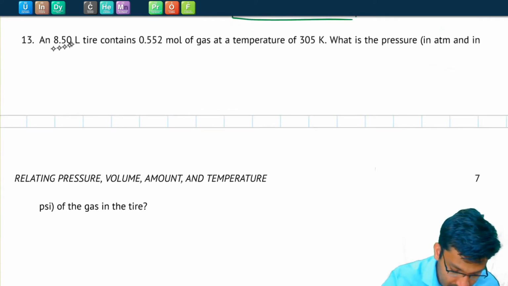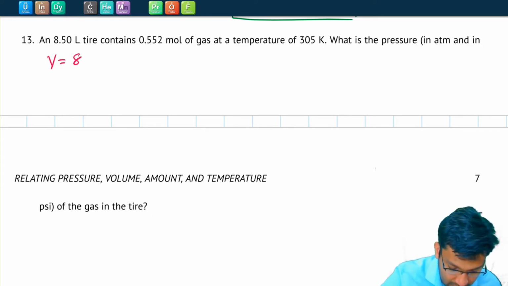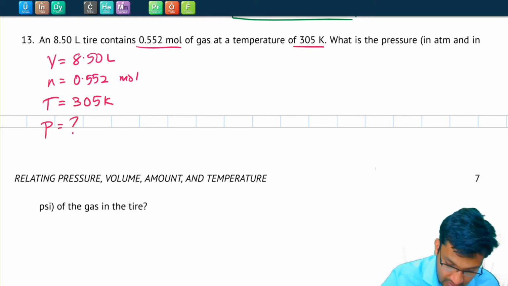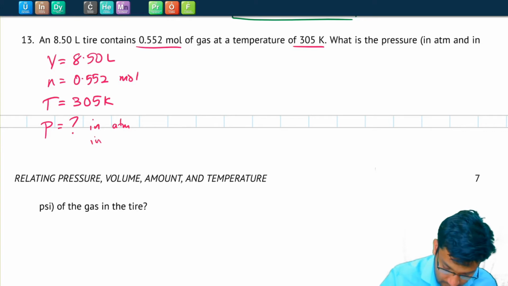All right, let's look at number 13. It tells us we have a 8.50 liter tire, so that's the volume, 8.50 liters, which is already in liters, so we're good. Number of moles, it tells us is 0.552 moles, right? That's here. The temperature, it tells us, is 305 Kelvin, and it's asking us for the pressure in atmospheres and in PSI.